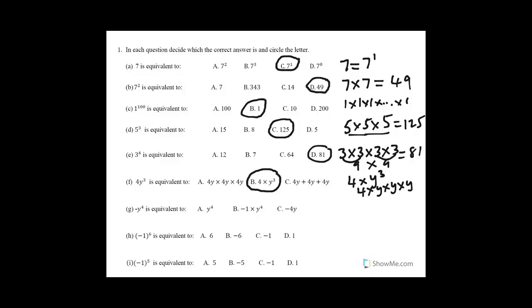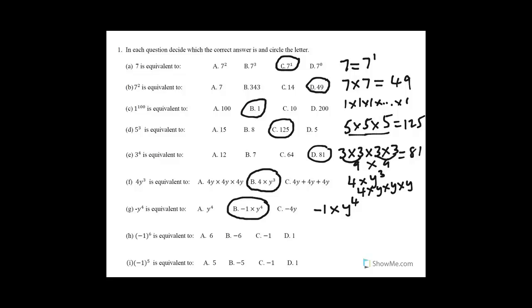Negative y to the power of 4, again BIDMAS, it's negative 1 times y to the power of 4. The correct option is B. Or you could think of this as minus 1 times y times y times y times y, 4 times. Okay? How are we doing so far? I'm confident you're doing well.